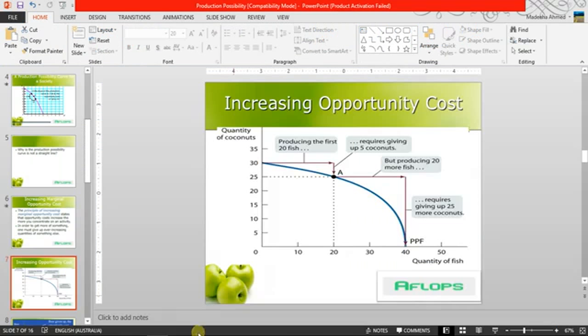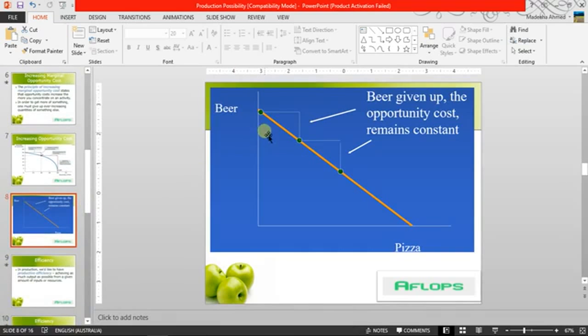If the curve were a straight line, you can see that the opportunity cost would remain the same. This means that in order to produce more and more pizza, you would be required to forego the equal amount of beer and not more. And this is contradictory to the principle of increasing marginal opportunity cost.